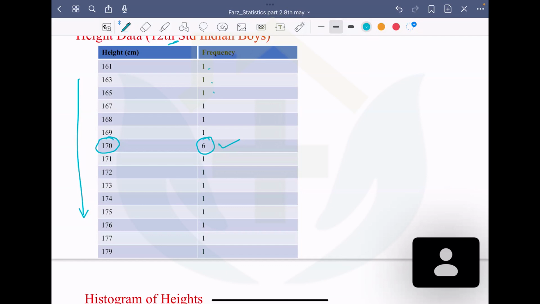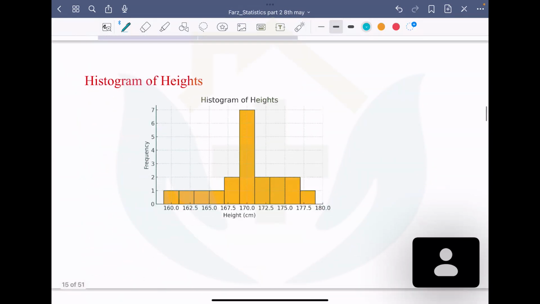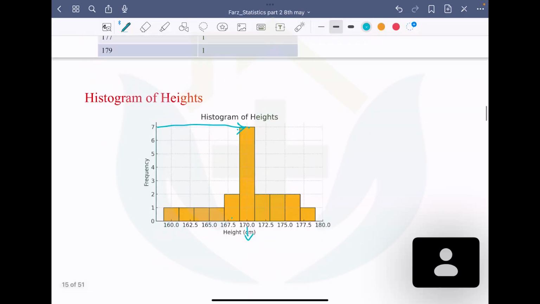Once you plot this as a histogram, you will see that at height 170 there are 7 students, so I will have a bar of 7. At 167, just giving an example, it is not the same, it is just an example. So you plot like this, and you can see that the maximum students are distributed around this height. So you can say there are 11 students who have a height between 167 and 172.5, meaning there is some concentration around the center.